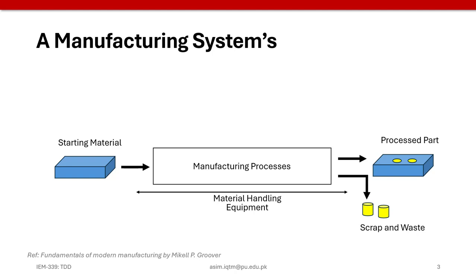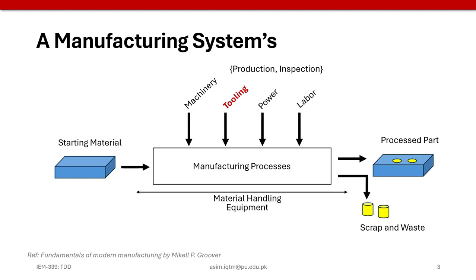Furthermore, there is some material handling equipment which helps to transfer the semi-finished or finished product from one station to another station, along with some other machinery, tooling, power and labor requirements. So tooling is particularly our prime objective of this course, and we discuss this with respect to two aspects. The first one is production and the other one is inspection.